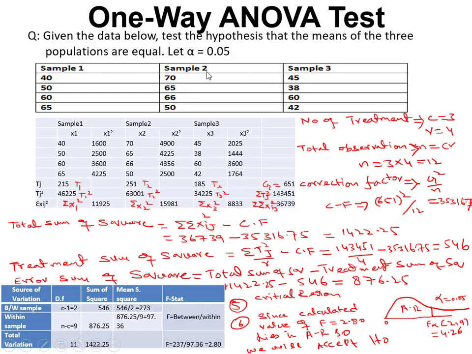So now we want to calculate the treatment sum of square. Number of treatments: how many treatments do we have? How many groups do we have? 3.